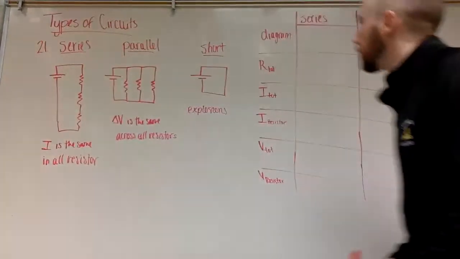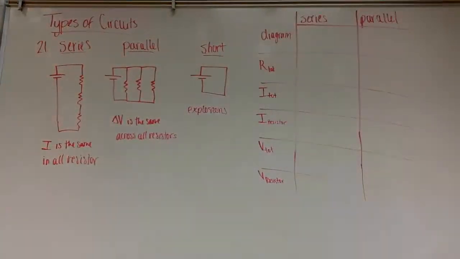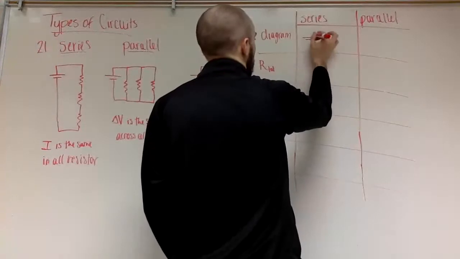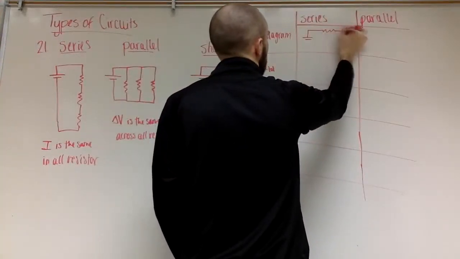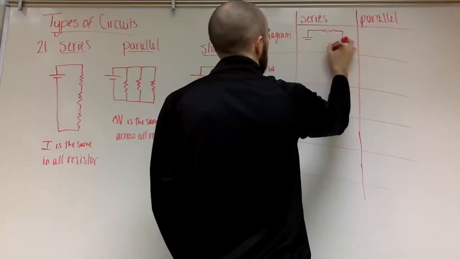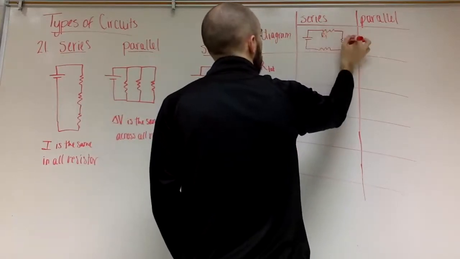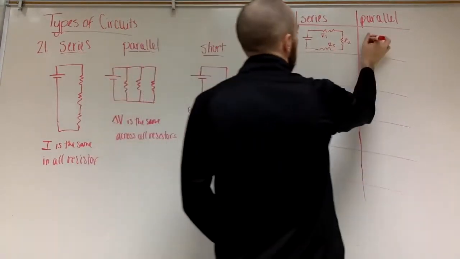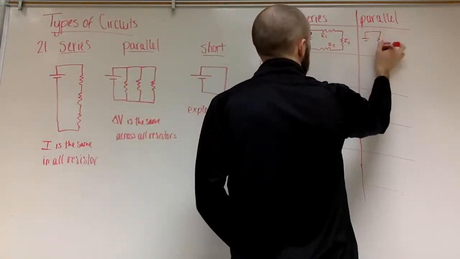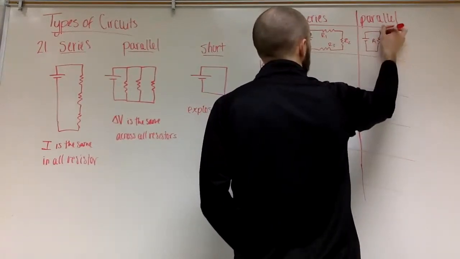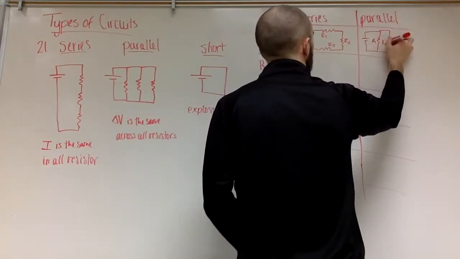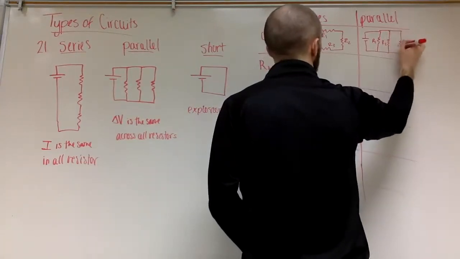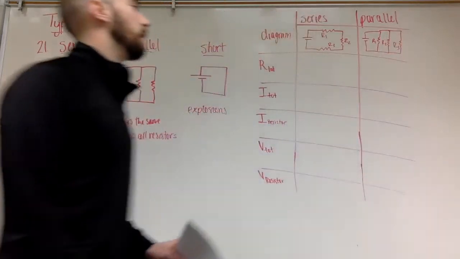So let's take a look at what these guys look like when we put them in circuit diagrams, and how do we solve for each component of the circuit. So first up, in a series, just like we had before, I'll make a little circuit here. R1, R2, R3, there's my battery on the left. Parallel, just like we drew it before. R1, R2, R3. There we go. So that's what they look like.